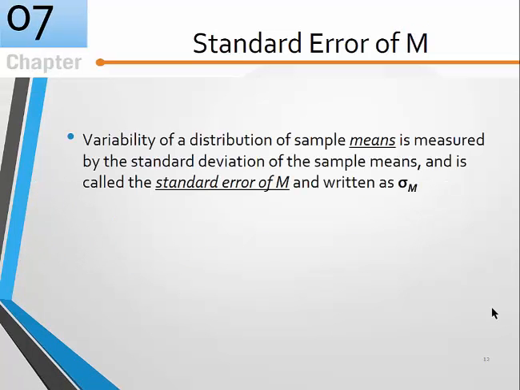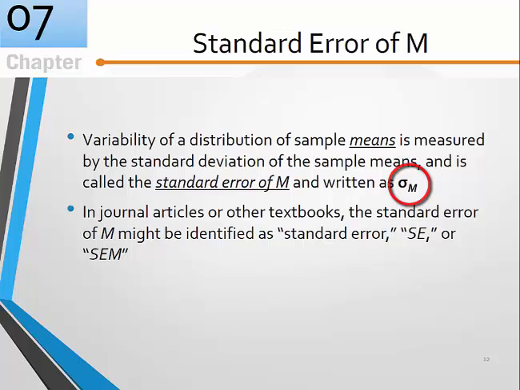You know that the variability of a distribution of scores is measured by the standard deviation. The variability of a distribution of sample means is measured by the standard deviation of the sample means, and that is what's called the standard error of M, and is written as this symbol, sigma M. In journal articles or other textbooks, the standard error of M might be identified as standard error or SE or SEM, so this is not a universally accepted symbol.